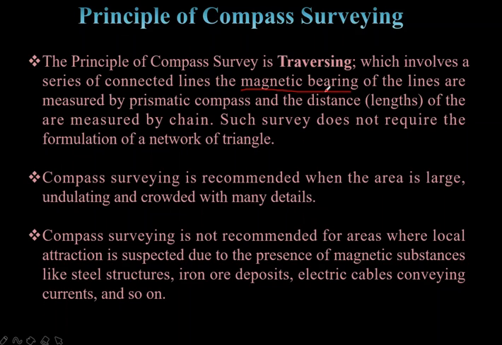So what is the principle of compass surveying? It is traversing. So what is traversing? As you already know, it involves a series of connected lines. The magnetic bearing of the lines are measured by the prismatic compass and the distance, that is the lengths, are measured by the chain or tape. Such a survey does not require the formulation of a network of triangles. So with the help of lengths and angles, we can do the survey.